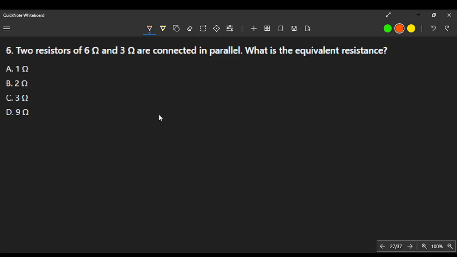2 resistors of 6 ohms and 3 ohms are connected in parallel. So what is the equivalent resistance? Okay, so they are connected in parallel. So we have the R equivalent for 2 resistors, R1 R2 over R1 plus R2. So this is the formula for 2 resistors connected in parallel. So our R1 is 6, R2 is 3, so we have 6 plus 3. So we have 18 divided by 9, so this will be equal to 2 ohms. So the correct answer is letter B.